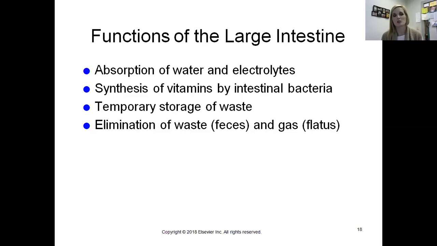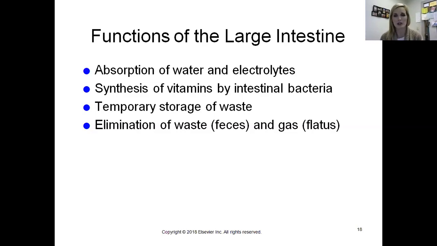At the same time, we're also seeing the synthesis of vitamins by our intestinal bacteria. It is here in the large intestine that we're going to see what's called microbiota, which is our gut bacteria. There is good bacteria and bad bacteria. You guys are going to learn more about this in microbiology, where you'll talk about how the majority of microorganisms in our atmosphere and in our body are actually really good for us.